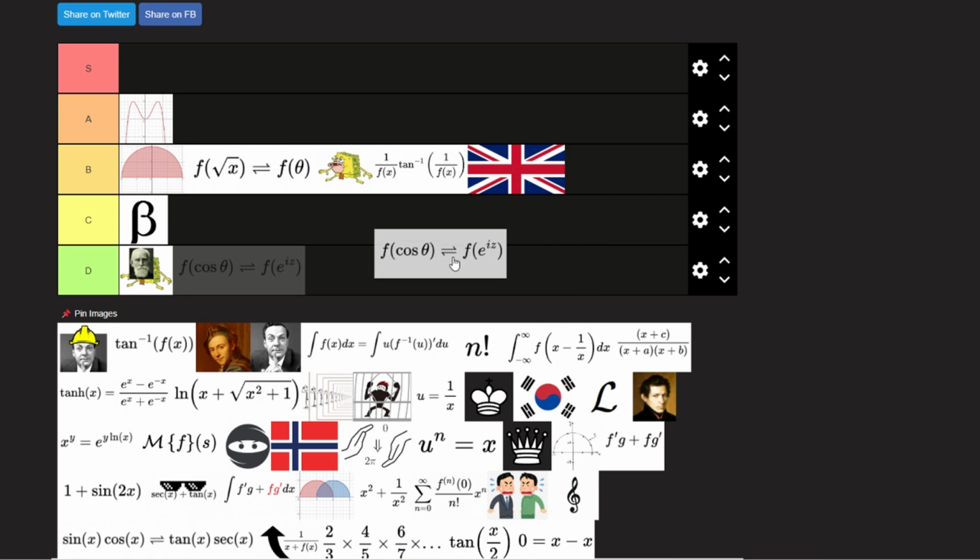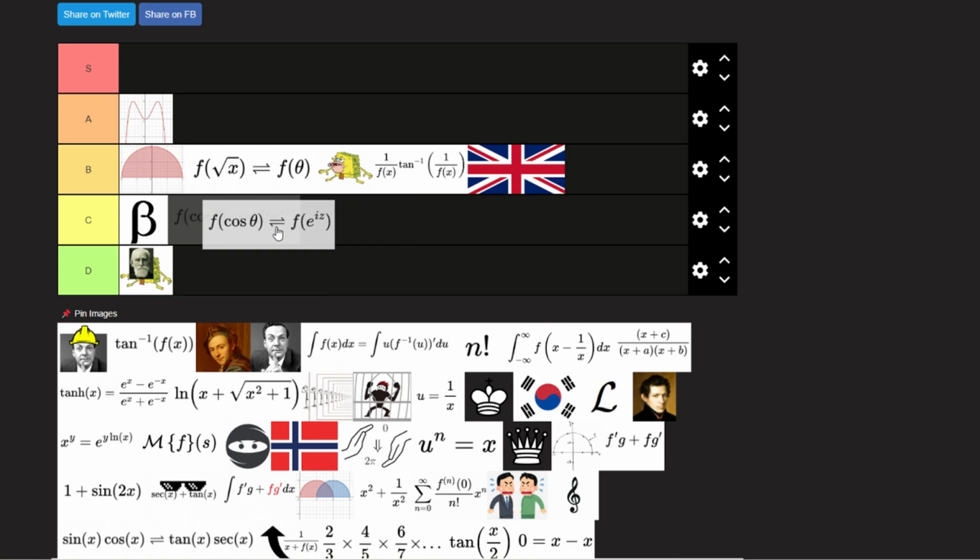This is probably B. Definitely more satisfying than beta function. But I'll put it to C because it's a hassle. Unless you're into complex algebra Olympiad and you love complex numbers, then you can put it somewhere here, like A or B. But I'm not a fan of complex numbers. I suck at complex algebra Olympiad stuff.